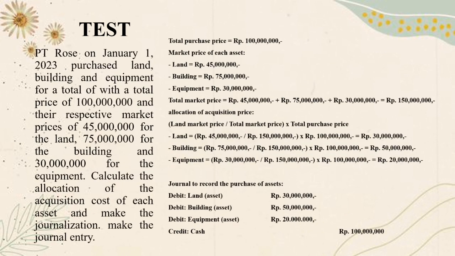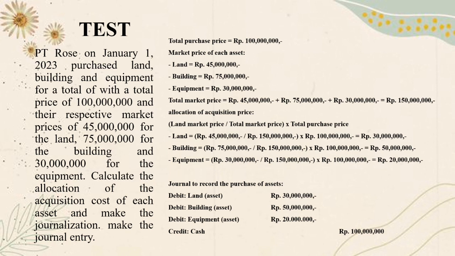The next question is that PT Raus, on January 1, 2023, purchased land, building and equipment for a total price of 100 million, and their respective market prices are 45 million for the land, 75 million for the building, and 30 million for the equipment. Calculate the allocation of the acquisition cost of each asset and make the journal entry.